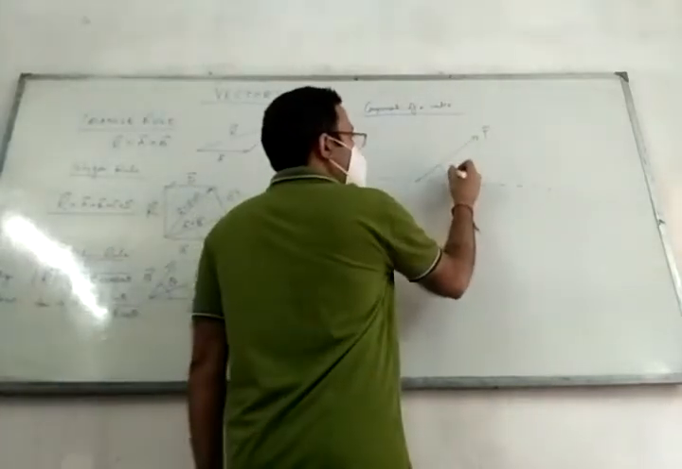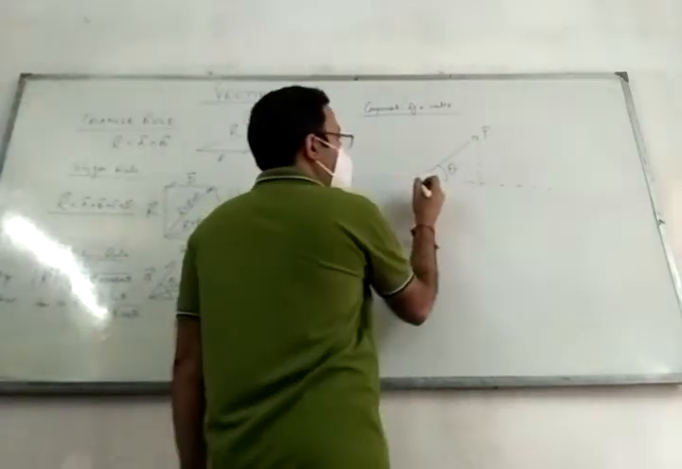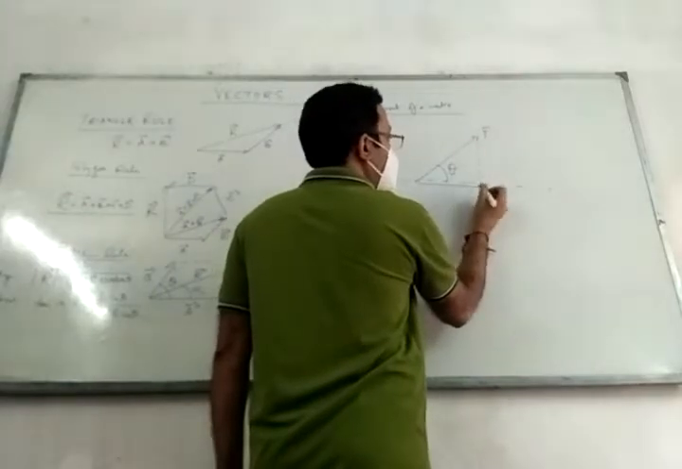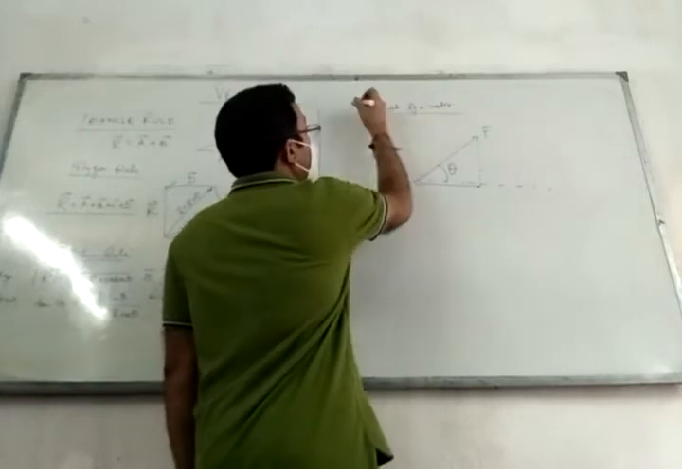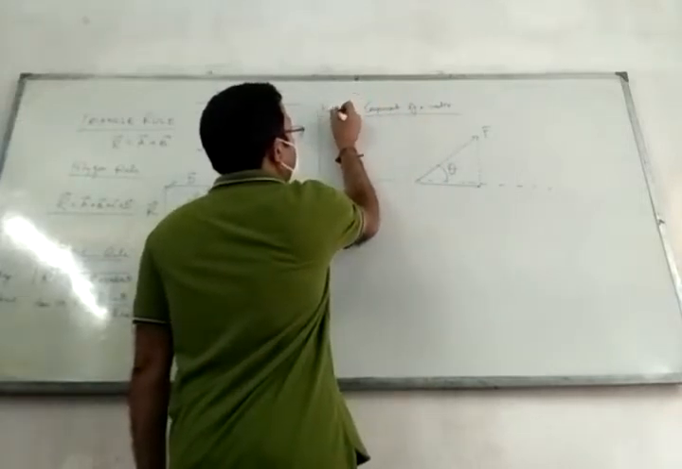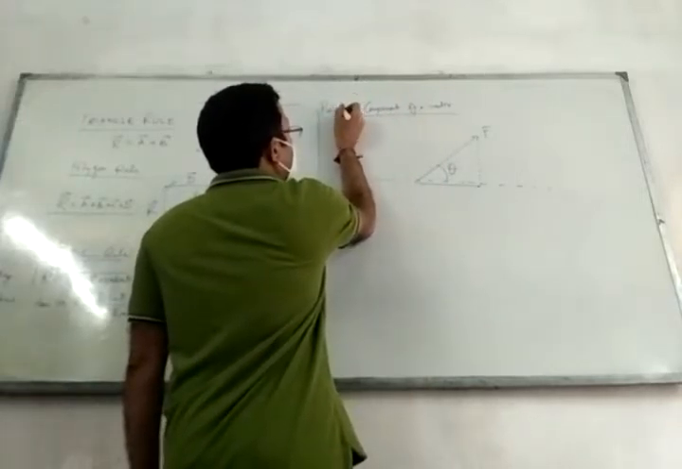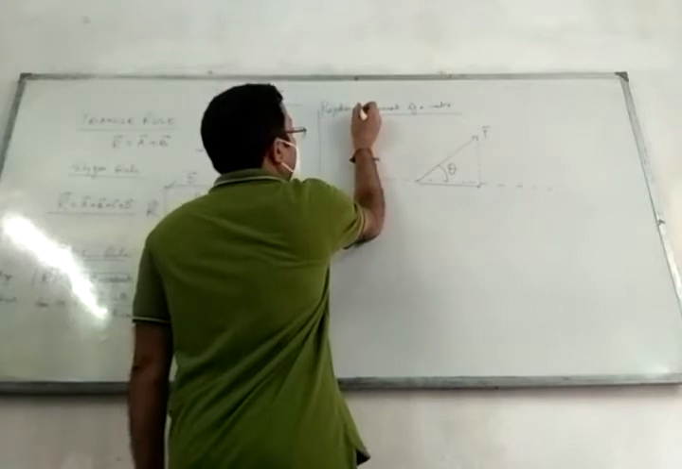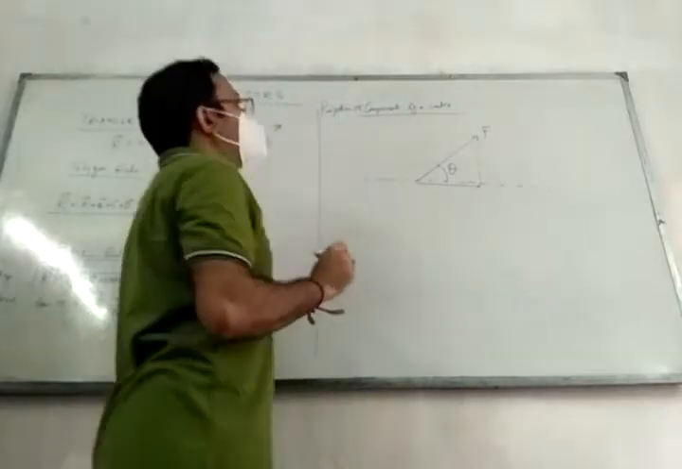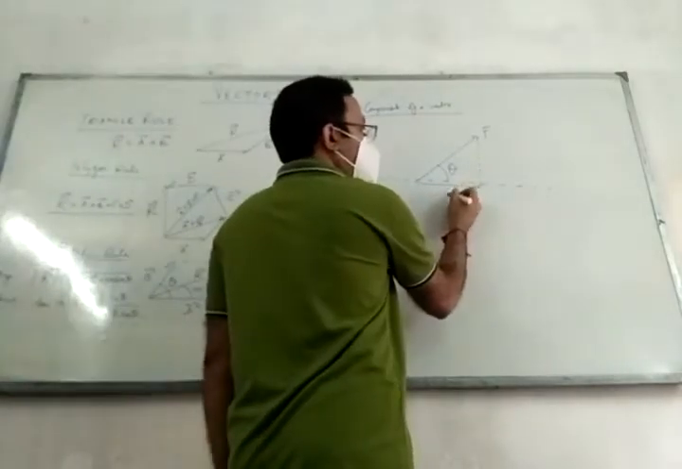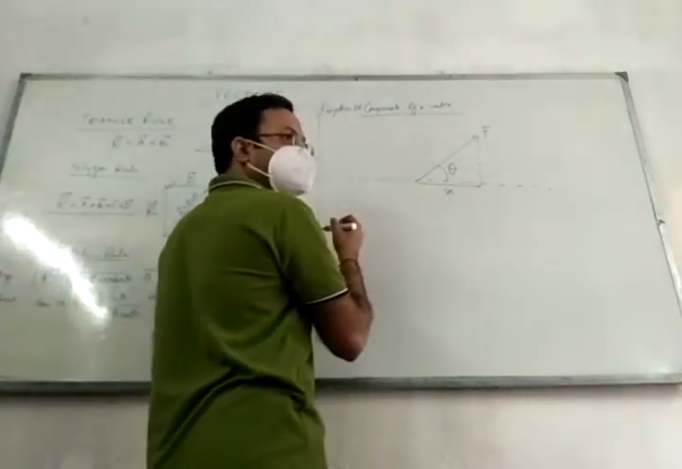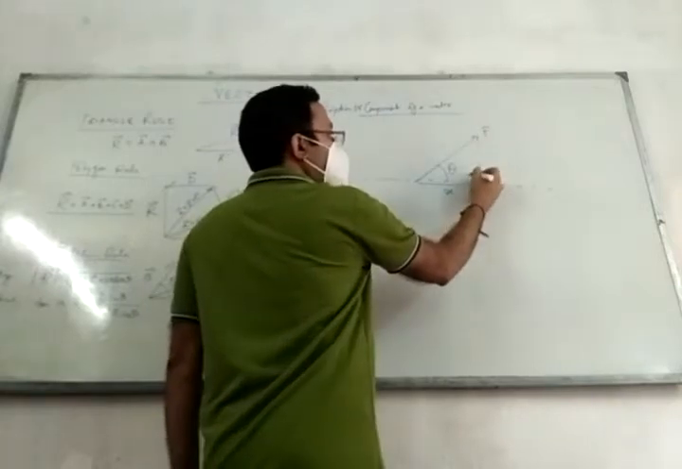If this angle is known to us as theta, then this is what we call the projection or component of the force. Component is also called projection. Projection or component of a vector. So how do you find this out? It's very simple. If I take this as x, then this triangle is a right angle triangle.